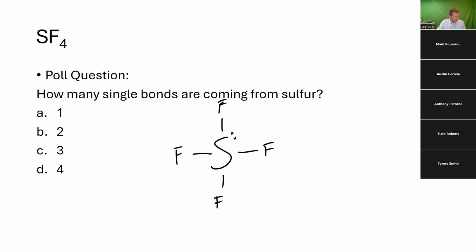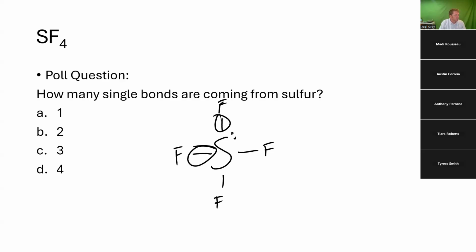Okay, we're going to go on to the next slide. I'll give about 10 more seconds on this poll question, then I'm going to stop it. Three, two, one, zero. The most popular answer at about 55% was four. You're correct. This was just a count of how many single bonds there are.